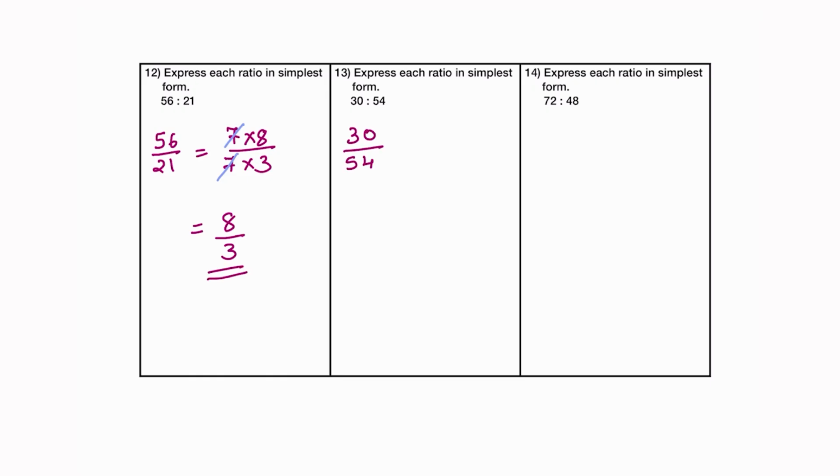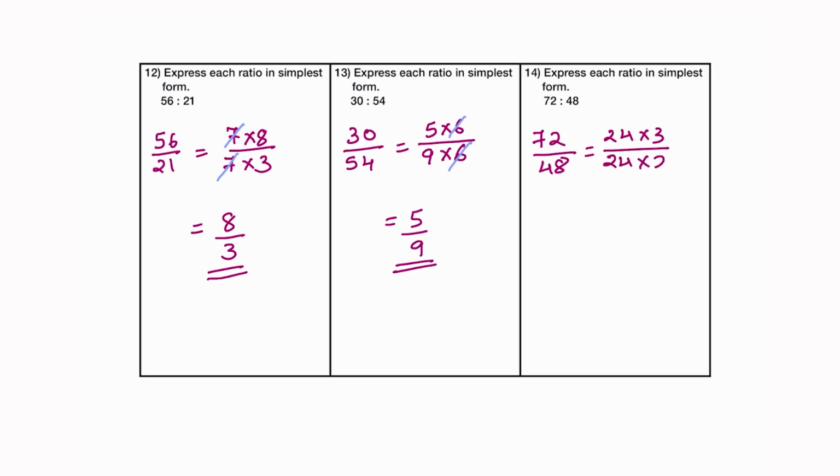30 over 54. So that's 5 times 6 and that's 9 times 6. So 6 and 6 out. So that is 5 over 9. 72 over 48. So that's basically 24 times 3 and 24 times 2. So that gives us 3 over 2 because this 24 is out. I know 24's times table is something that you wouldn't know.